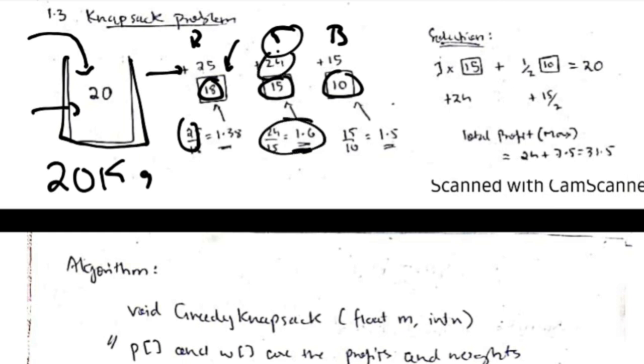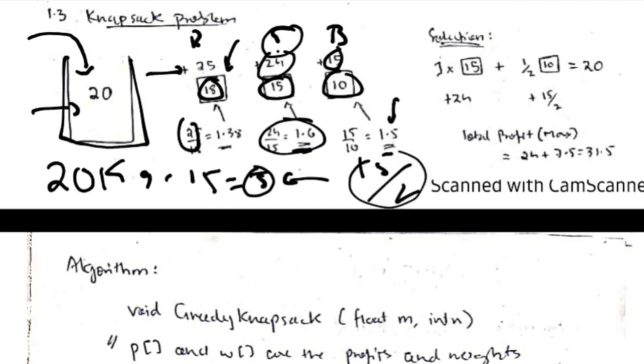After that, how much is remaining? From 20 I have filled 15, so 5 is remaining. Then the second largest is 1.5, so I'll fill 5 kg of blue. For 10 kg of blue it is 15, so for 5 kg it will be 15 by 2, that is 7.5. So the total profit will be 24 plus 7.5, which is 31.5. This is the maximum profit which I can get by filling this bucket.